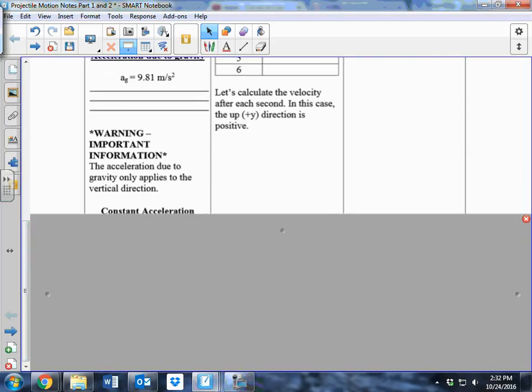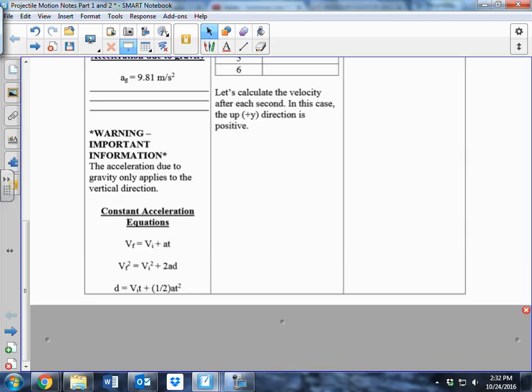So this leads us to the equations I've already introduced you to. These equations you can use under constant acceleration, and gravity is always a constant acceleration situation because the only way I can change gravity is if I change the mass of the Earth. And the only way I could do that is by blowing up part of the Earth, which would make a lot of people unhappy.